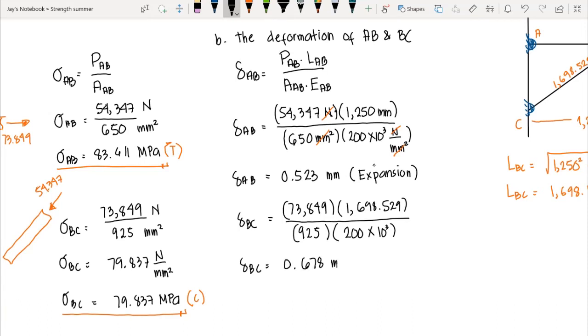0.678 millimeter. Since our axial force here is compression, therefore we have the behavior of our BC, that is contraction. There is a shortening in the length of our member BC. So these are now the answers, the deformation of AB and the deformation of BC.